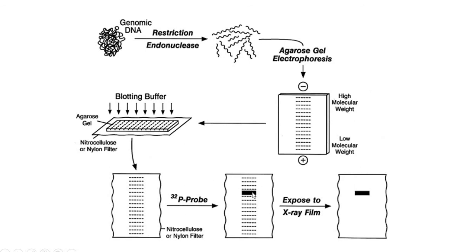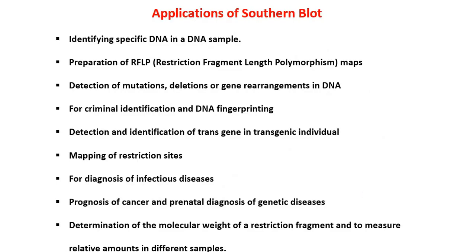The DNA probe is going to bind with the complementary DNA of interest, and a washing step removes the unbound probe. Then it is exposed to X-ray film for autoradiography, which shows where the identified DNA is present by using Southern blotting. So these are the different applications of Southern blotting. First, Southern blotting is used to identify a specific gene from the overall genome.